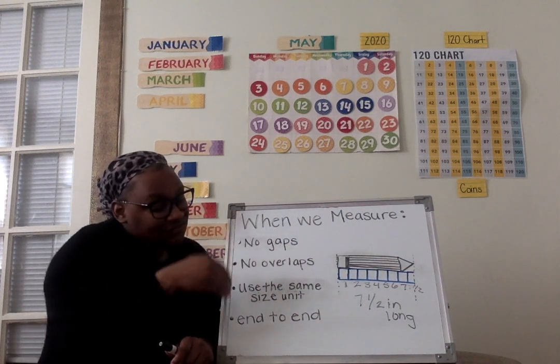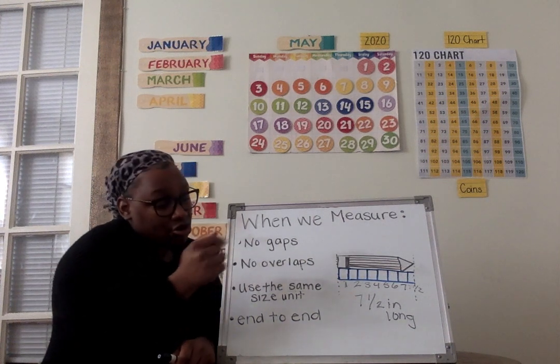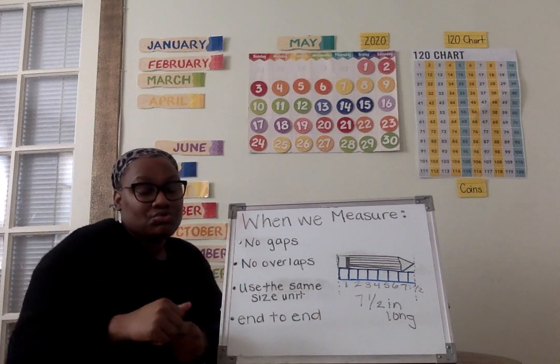Just remember these 4 quick things when you're measuring. You want no gaps, no overlaps. You want to use the same size units. And you always measure from end to end.